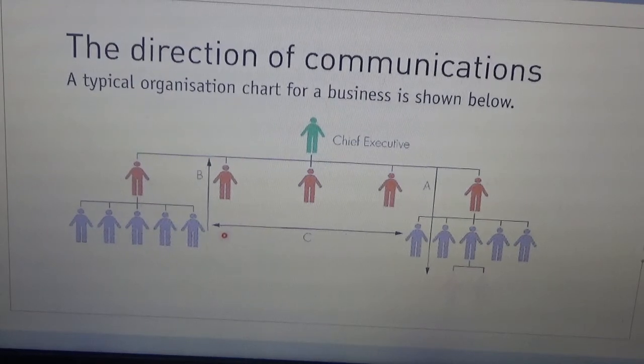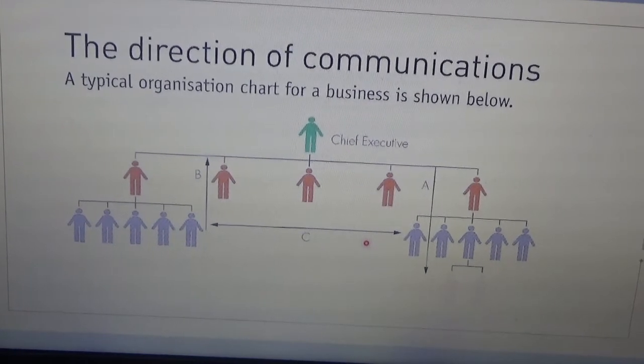Arrow C here, as we see, shows horizontal communication, sometimes referred to as lateral communication. So let's remember the term. Will you highlight that in your book on page 125? Under C, you have there the term lateral communication. This occurs when people at the same level in an organization communicate with each other. Information and ideas can be exchanged at formal and informal meetings. This can be a cause of conflict between departments.